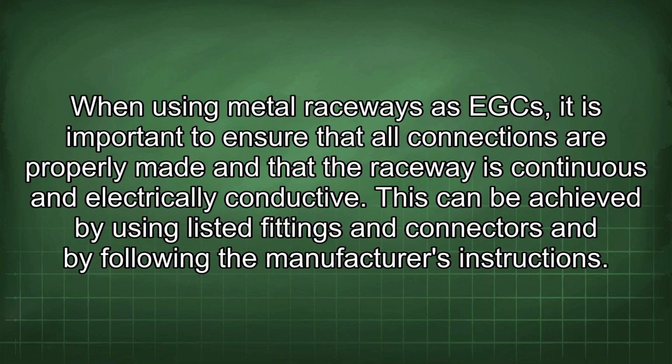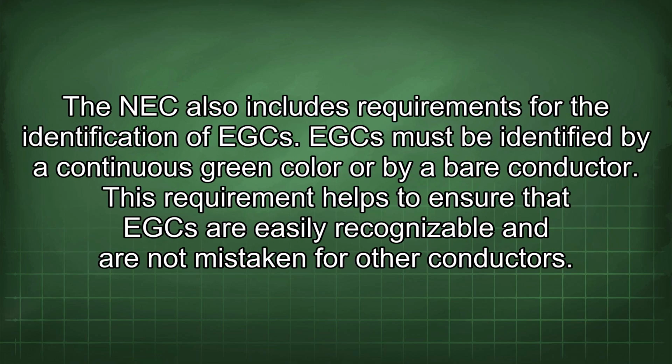requirements. When using metal raceways as EGC, it is important to ensure that all connections are properly made and that the raceway is continuous and electrically conductive. This can be achieved by using listed fittings and connectors and by following the manufacturer's instructions. The NEC also includes requirements for the identification of EGC. EGC must be identified by a continuous green color or by a bare conductor. This requirement helps to ensure that EGC are easily recognizable and are not mistaken for other conductors.